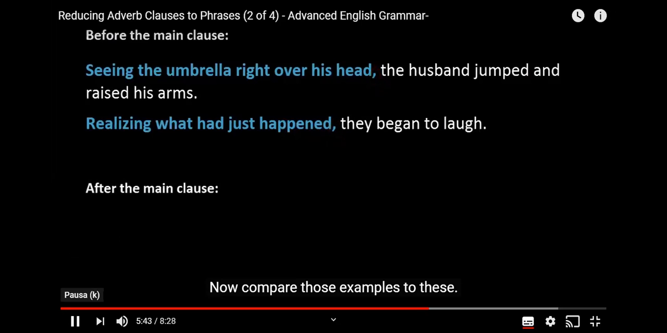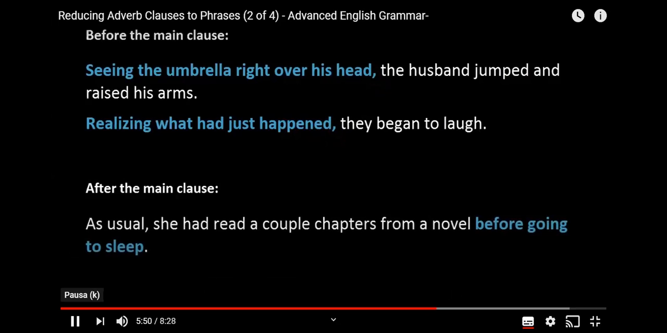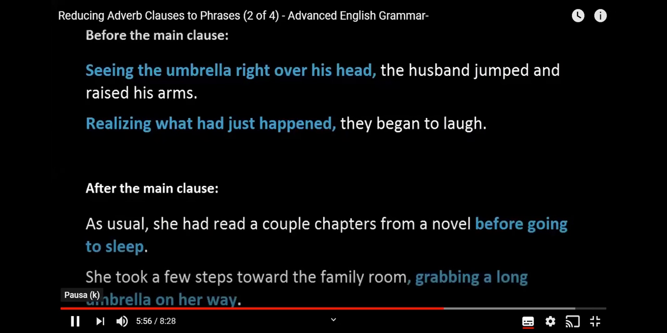Now compare those examples to these. I have two more lines from the story. As usual, she had read a couple chapters from a novel before going to sleep. She took a few steps toward the family room, grabbing a long umbrella on her way. Now, can you see that they switch the order of the clauses? Now, the main clause is at the beginning, and following it is the adverb clause. Can you see no comma is necessary? In the first example no comma is necessary.